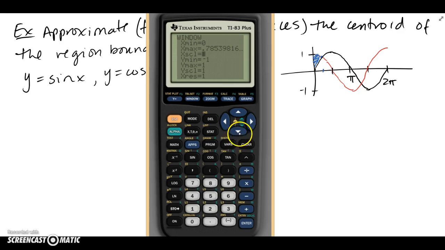And I'm going to maybe go from -1 to 1, which seems fine because we know that's where the max and the min are. So there is our sine function, and there is our cosine function, and they meet at pi/4 as we had suspected. So that's the region we're interested in finding the centroid for. Now let's do the math.